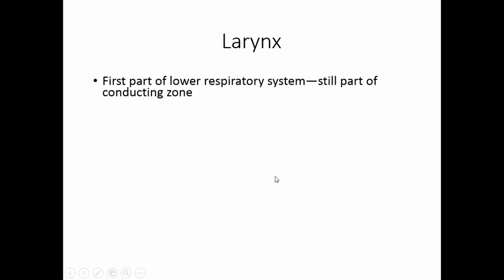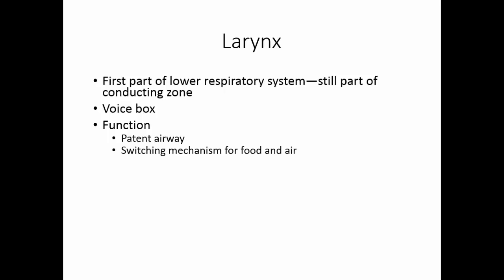The larynx is the first part of the lower respiratory system, however, it is still part of the conducting zone. It's also known as the voice box. It functions to maintain a patent or open airway. It's also the place where we switch between the esophagus and the trachea. So this is where food goes into the esophagus or air goes into the trachea. And because the vocal folds are housed in the larynx, this is the site of voice production.